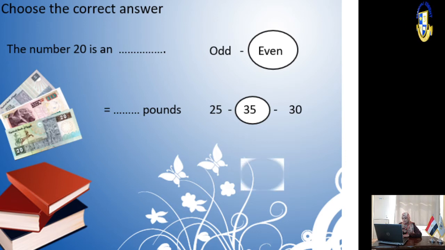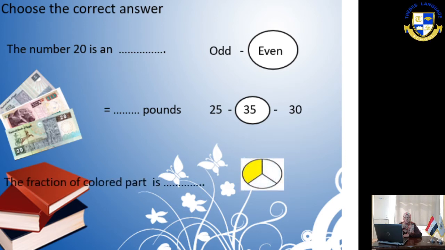Number 3 is a fraction, the fraction of the colored part. We said the fraction is a part of a whole. From up it's the colored, down it's the total. The colored is just 1, the total is 3, so the fraction is 1 over 3.